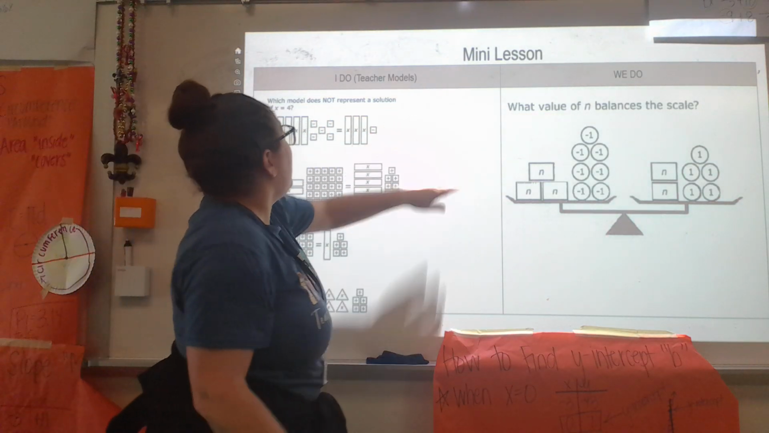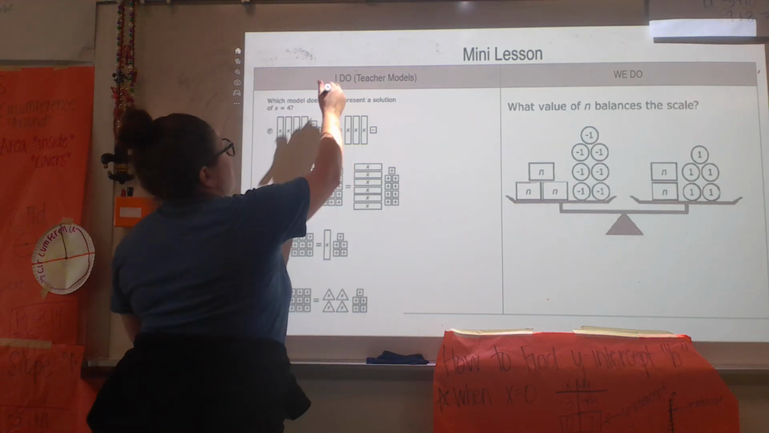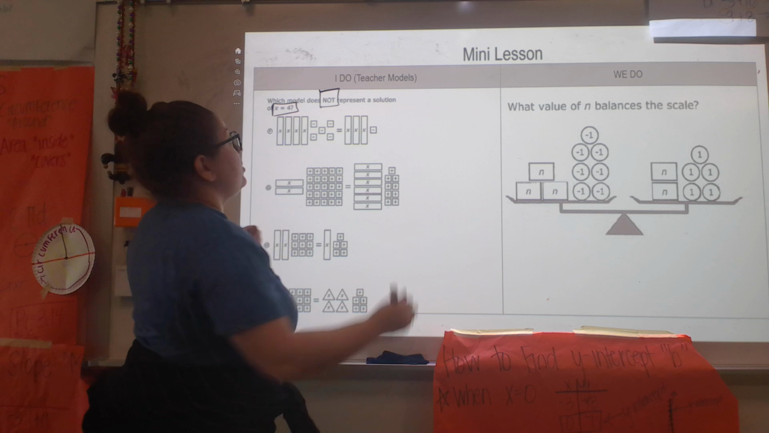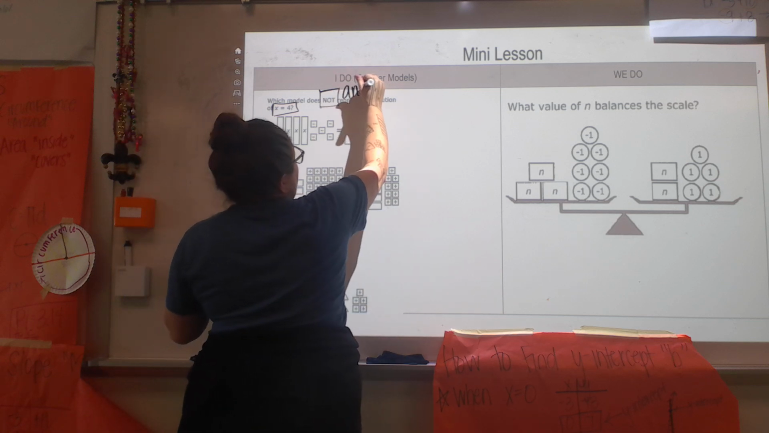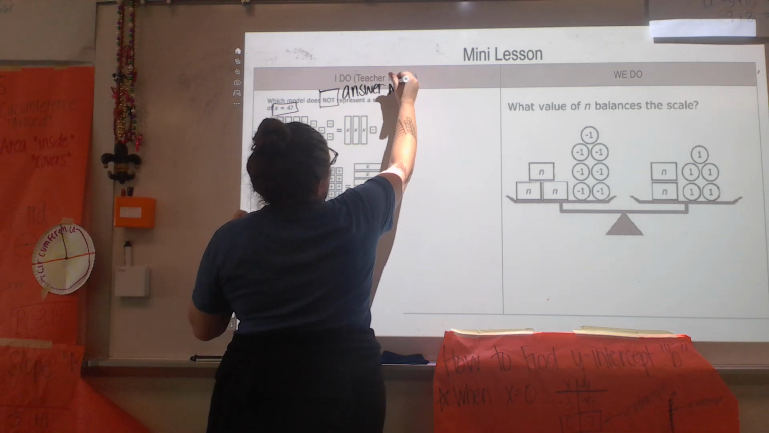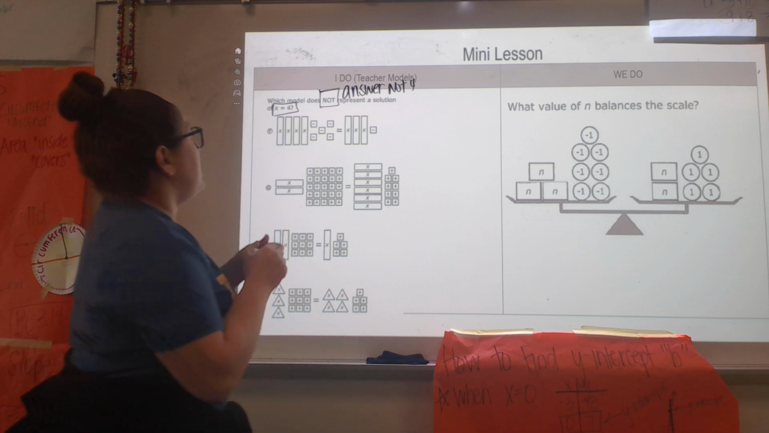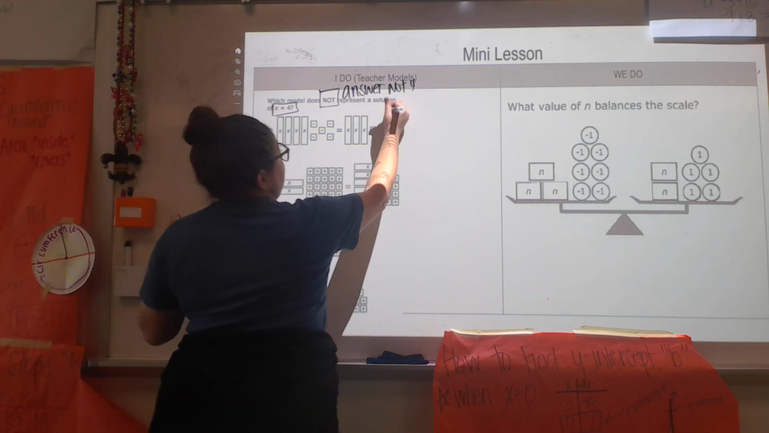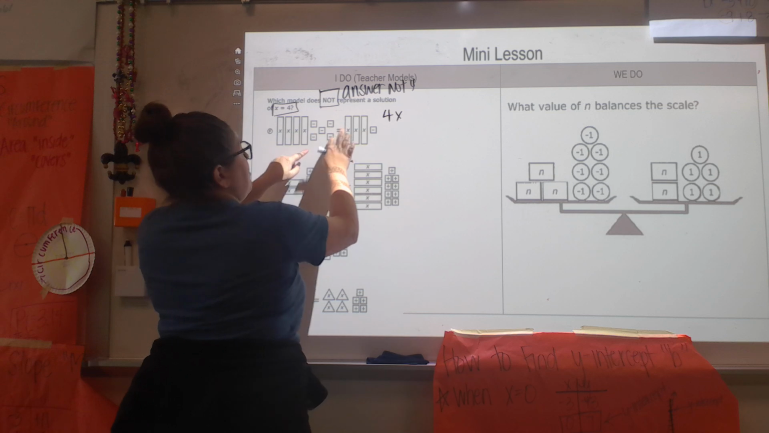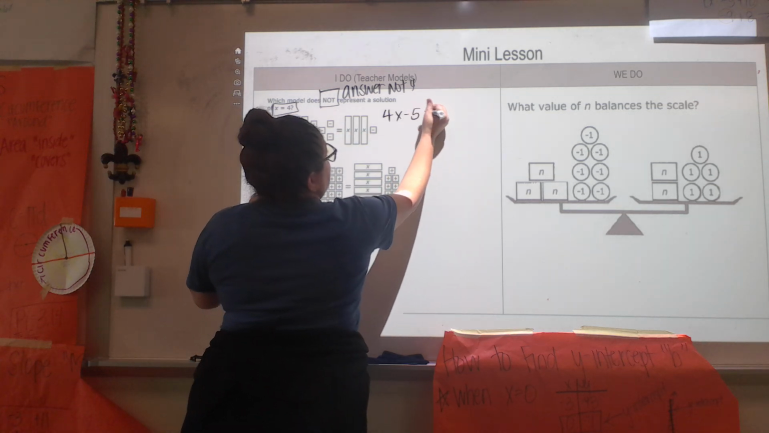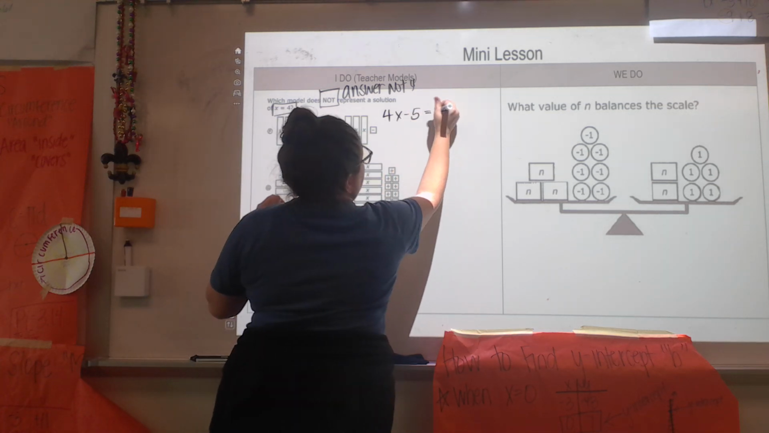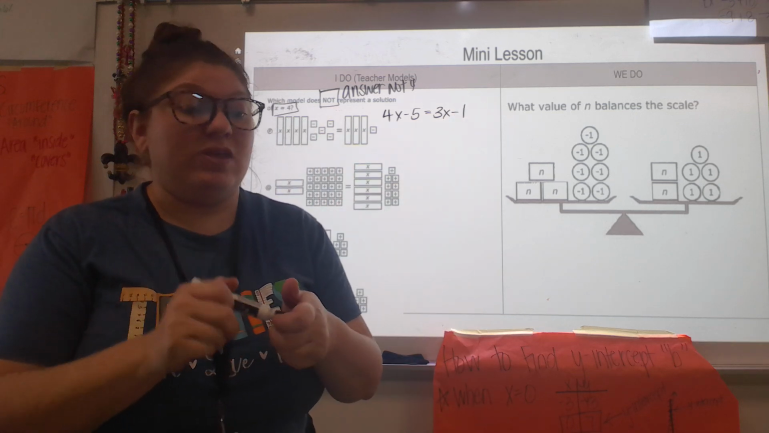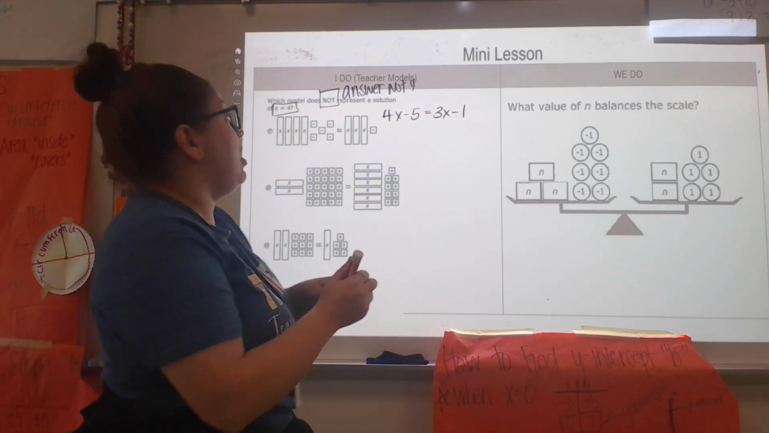Okay, there we go. All right, so it says which model does not represent x equals 4. So I want an answer that is, my answer is not 4. That's what I want. Okay, so let's go ahead and solve F. If I go on this side, I have 4x's minus 5 equals 3x's minus 1. Remember, a positive and a negative are the same thing. I'm going to go ahead and solve.